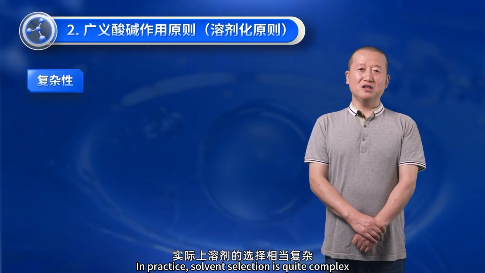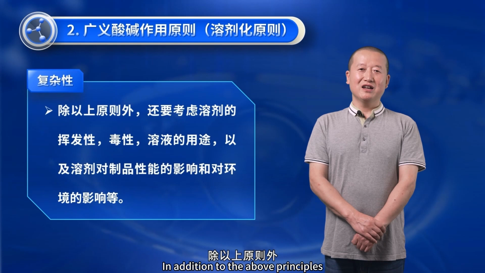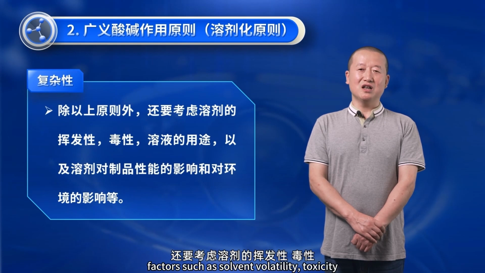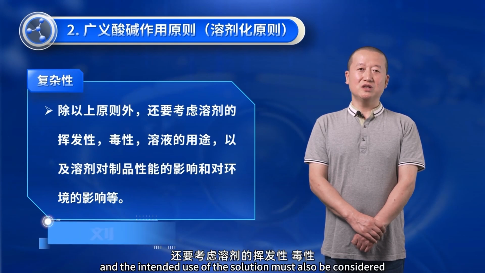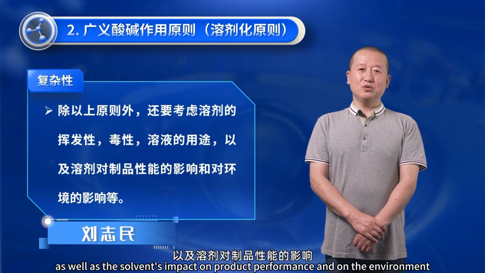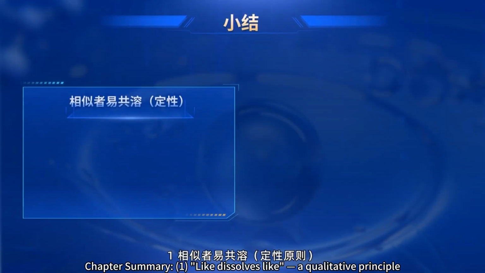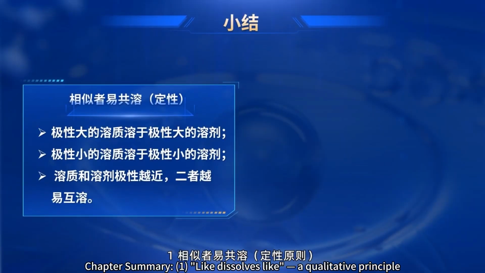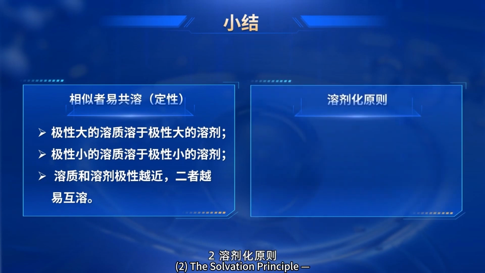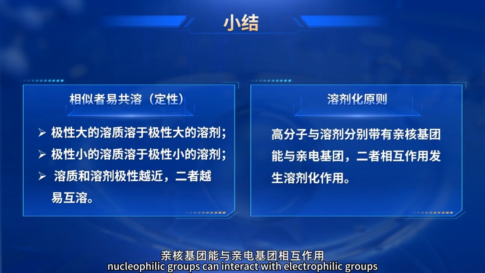In practice, solvent selection is quite complex. In addition to the above principles, factors such as solvent volatility, toxicity, and the intended use of the solution must also be considered, as well as the solvent's impact on product performance and on the environment. Chapter Summary. 1. Like dissolves like, a qualitative principle. 2. The solvation principle. Nucleophilic groups can interact with electrophilic groups.